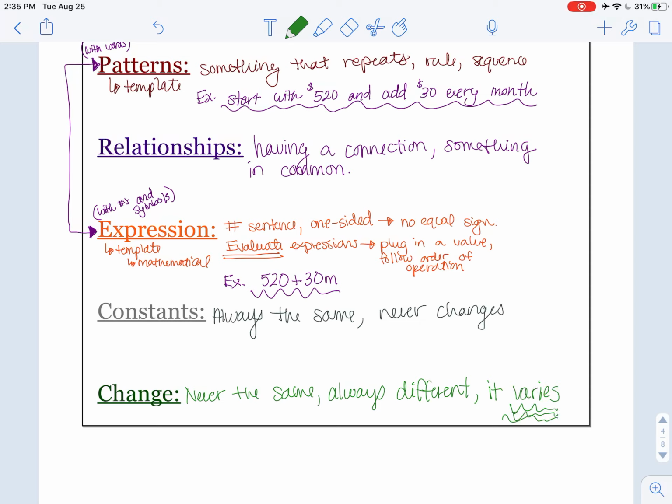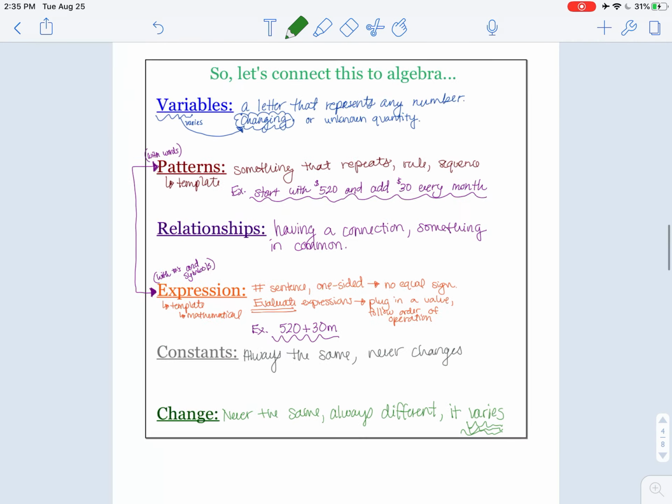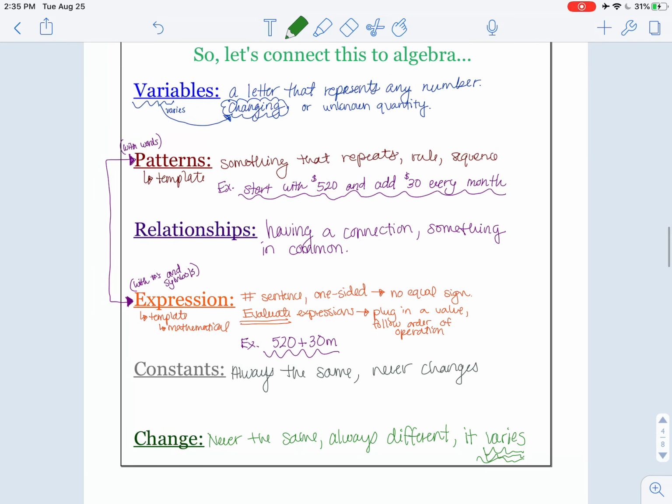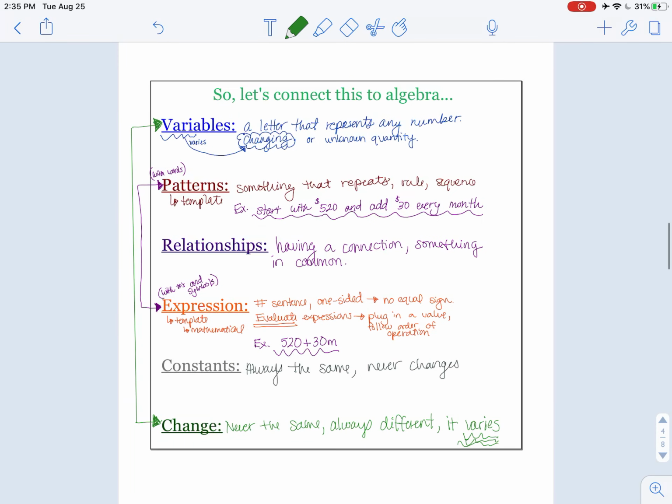Whoa, man, there's another relationship. Varies. Where did I see that word varies before? Oh, I saw it with the word variable. That's because there is a relationship between change and variable. We'll see even more of that relationship as we continue through the notes, but you can see that a variable is always changing. What could be 3, it could be 4, it could be 5, and change is never the same. It's always different. It varies.